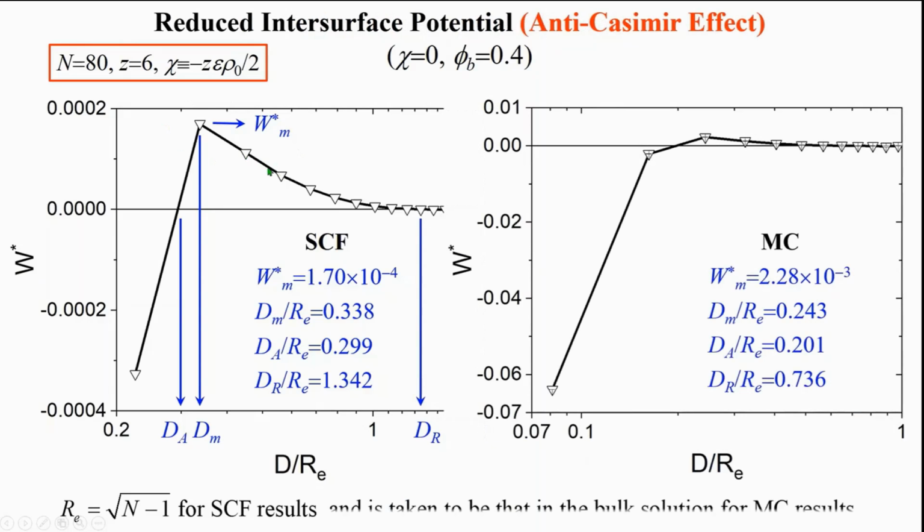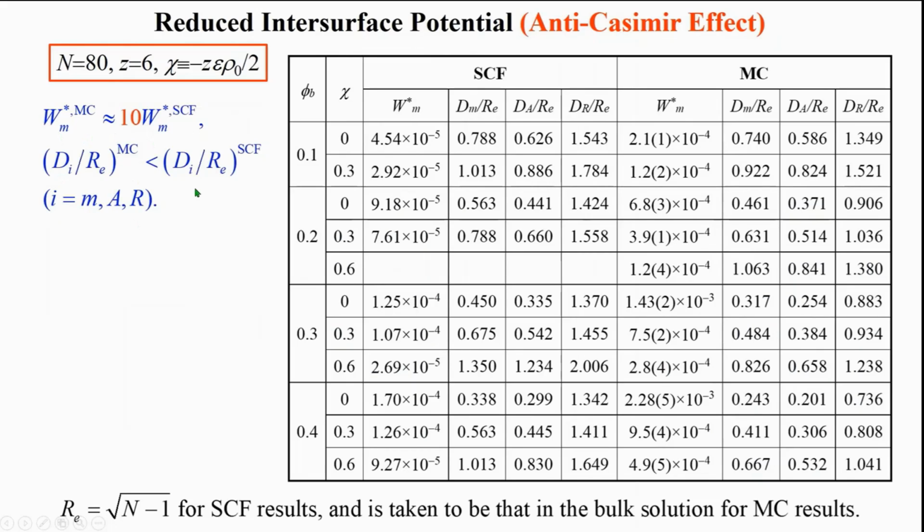Here shows the corresponding results obtained from Monte Carlo simulations, where REB is taken to be the simulation results in the bulk solution that I showed you before. We see that the fluctuation-induced repulsion is more than one order of magnitude larger, and occurs at a smaller d over REB than that caused by chain ends. Similar results are found at other combinations of chi and φb.